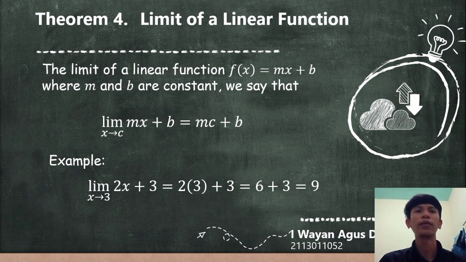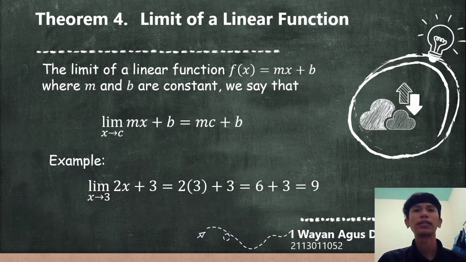Number 2, the limit of an identity function: the limit of x as x approaches c is equal to c. Therefore, the limit of mx plus b as x approaches c is equal to mc plus b. Okay, to understand these theorems, let's have an example.